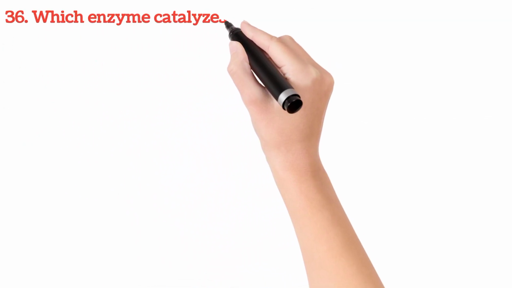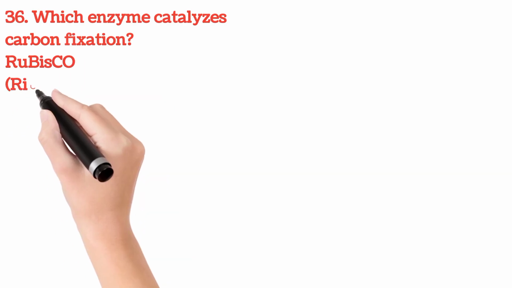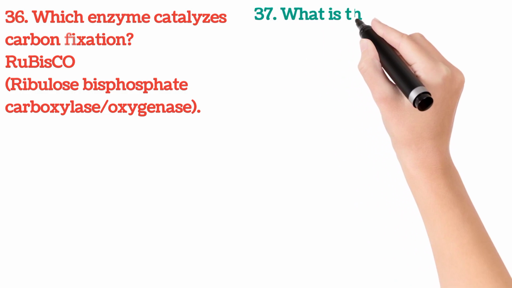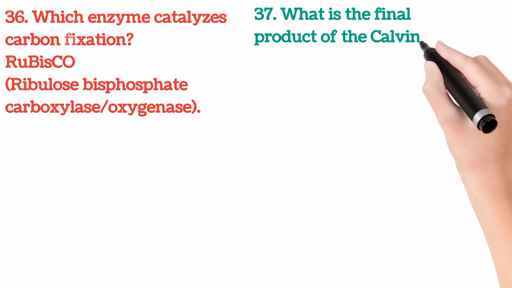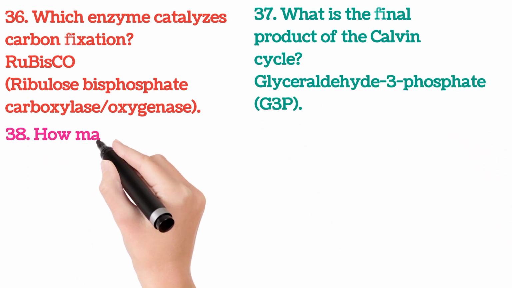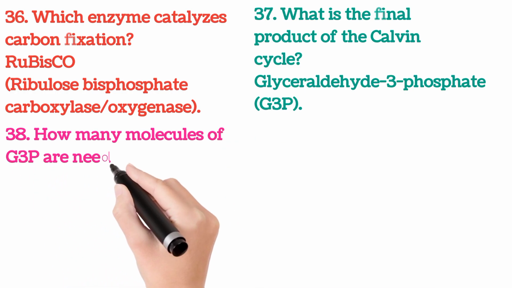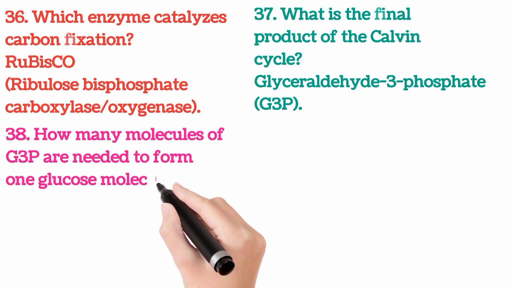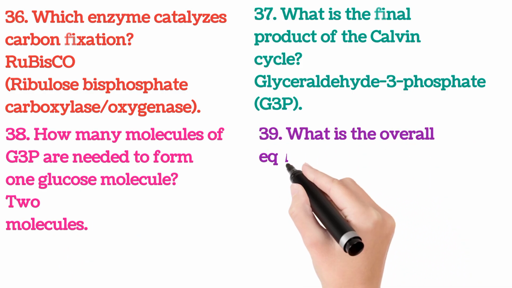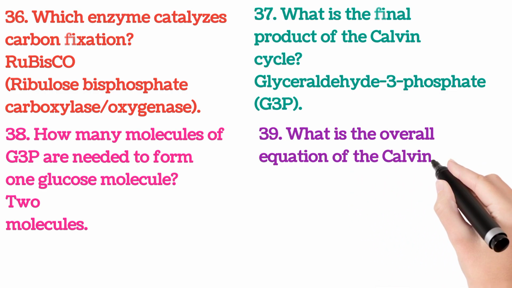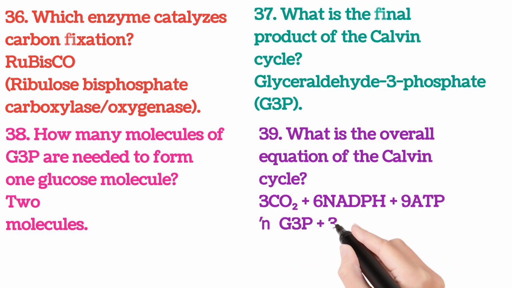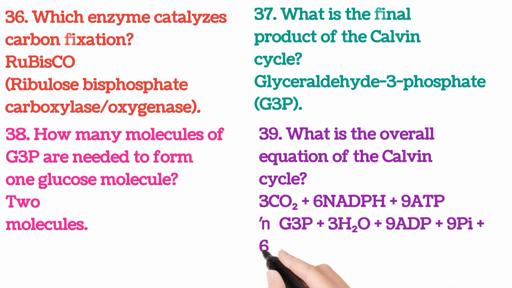36. Which enzyme catalyzes carbon fixation? Rubisco, ribulose bisphosphate carboxylase/oxygenase. 37. What is the final product of the Calvin cycle? Glyceraldehyde 3-phosphate. 38. How many molecules of G3P are needed to form one glucose molecule? 2 molecules. 39. What is the overall equation of the Calvin cycle? 3CO2 + 6 NADPH + 9 ATP → G3P + 3H2O + 9 ADP + 9 Pi + 6 NADP.